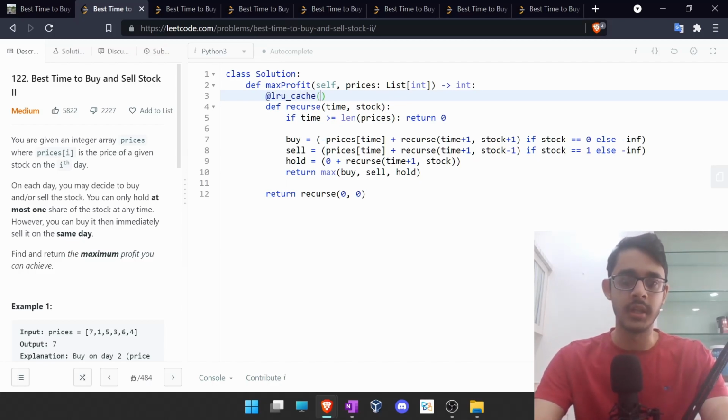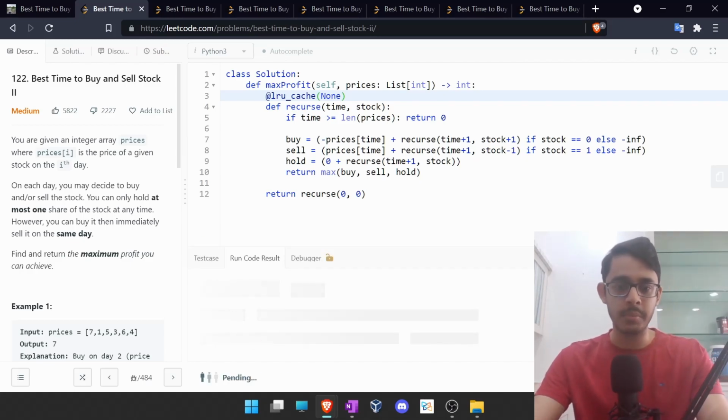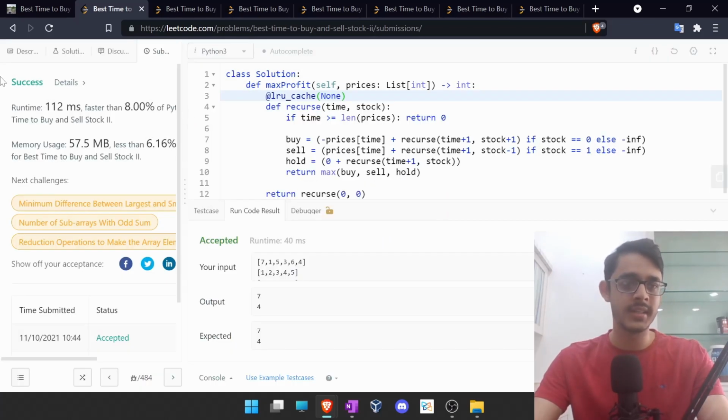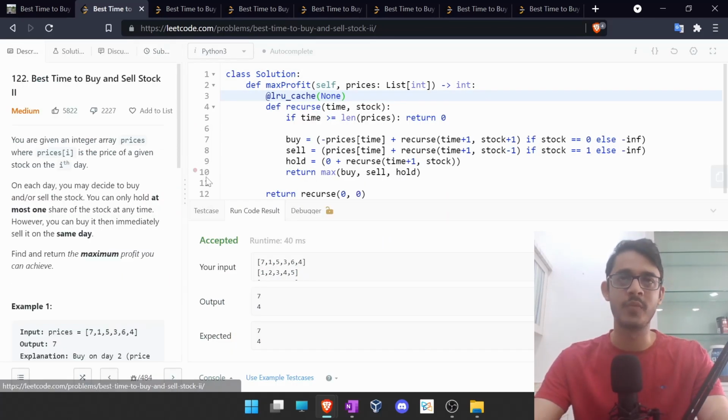I'm going to use something called the LRU cache, and I'm going to set it to none. We'll run more sample test cases, and we can finally submit this. Cool. So we get accepted with the runtime of 112 milliseconds.